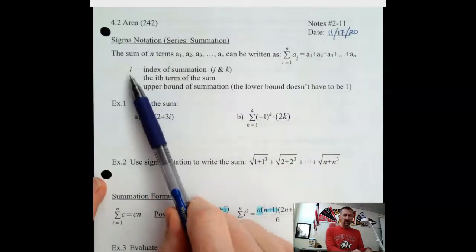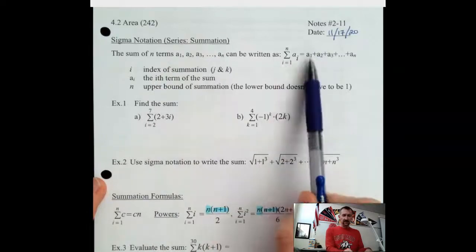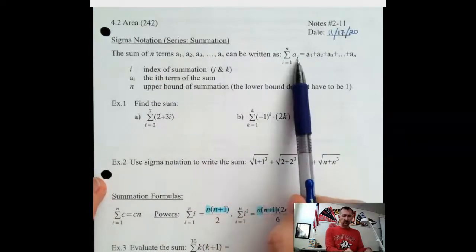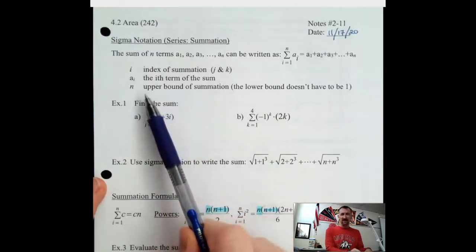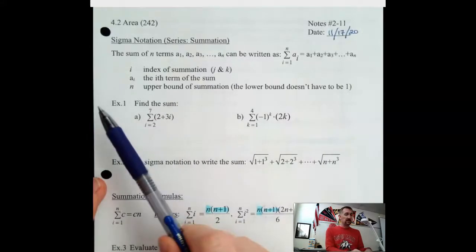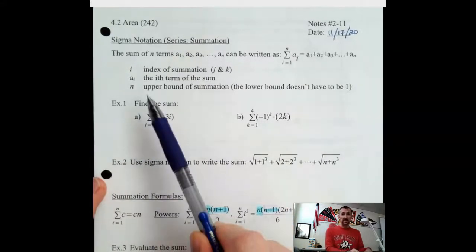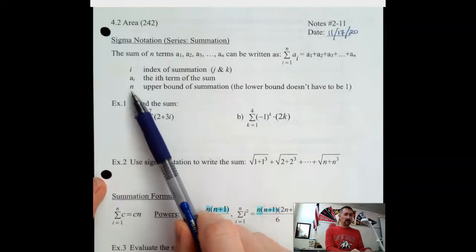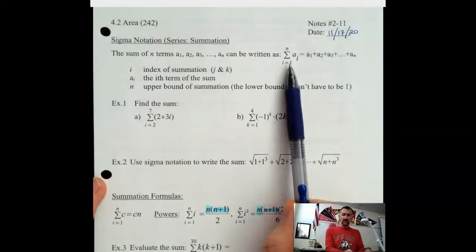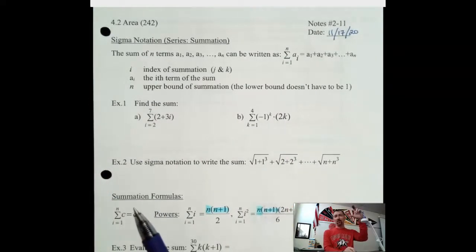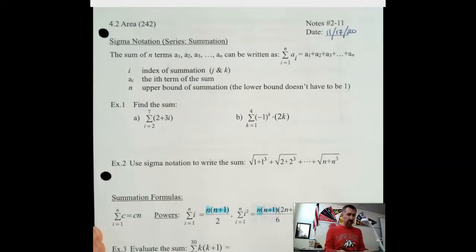They normally use I for the index of summation, the things you're adding up, sometimes J or K. A sub I is the ith term of the sum, so A sub 10 is the 10th term. The subscript is telling you which number in the list you're looking at, and then n is the upper bound of the summation. The lower bound doesn't have to be 1. It can start with different numbers. We could say add up the 4th through the 10th numbers. So it could start at 4, start at 0. All right.